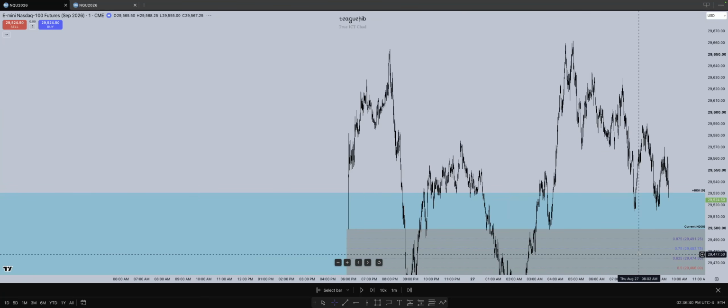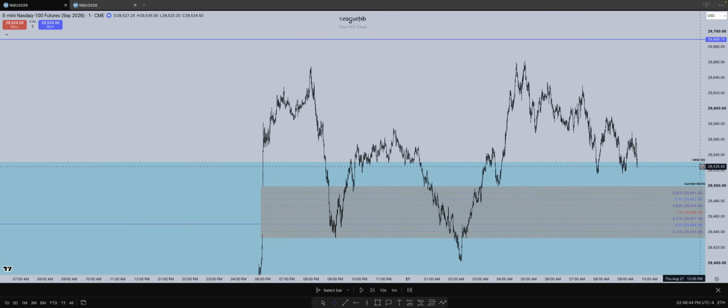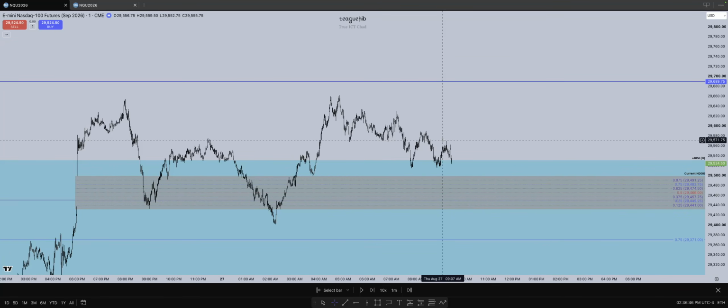Now, I have a question. We're looking at this chart. What do we see? Okay, if I zoom out, what do we see? Well, these highs up here, way too smooth. Way, way, way, way too smooth.